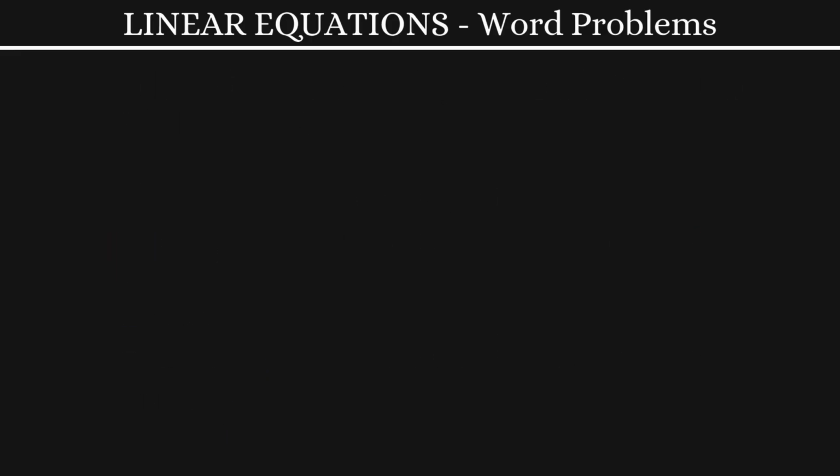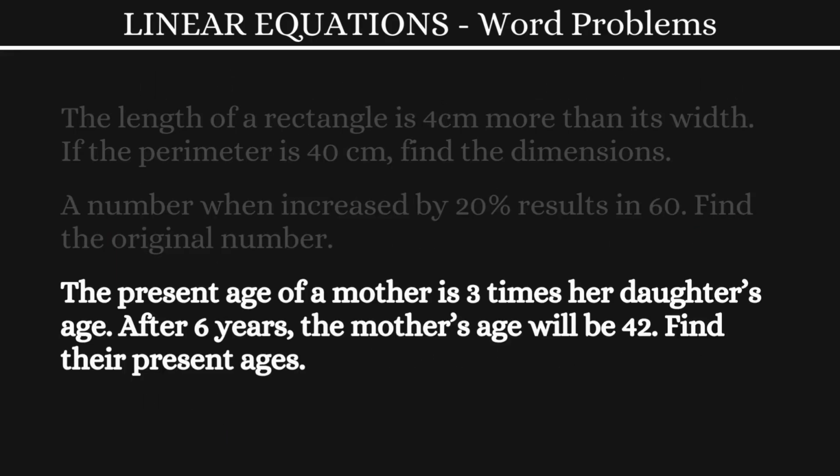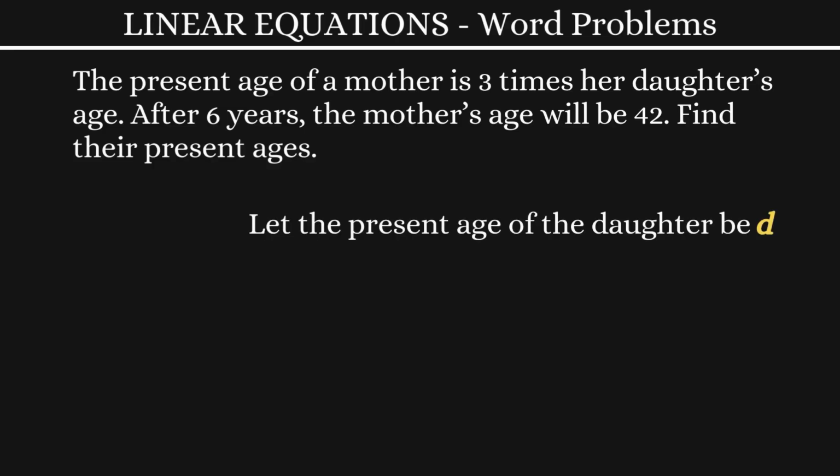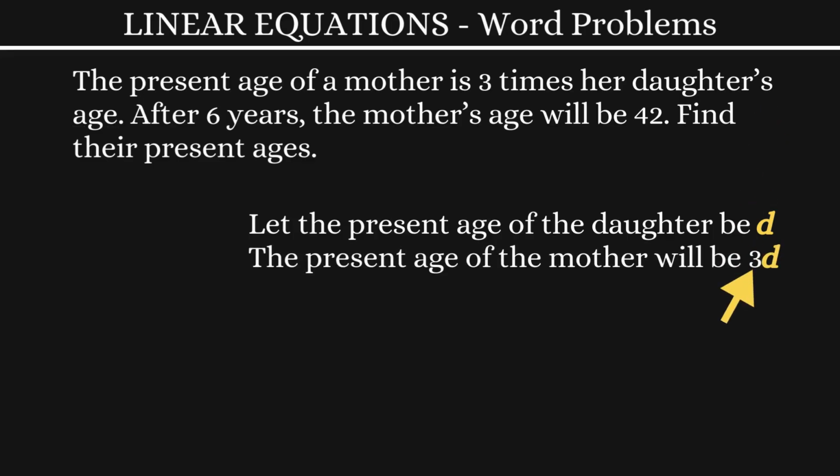Next question. The present age of a mother is 3 times her daughter's age. After 6 years, the mother's age will be 42. Find their present ages. First, let's assign one of the ages to a variable. So let's say the present age of the daughter be D. Since at present the mother is 3 times her daughter's age, we can say that the present age of the mother will be 3D. After 6 years, the age of the mother will become 3D plus 6.